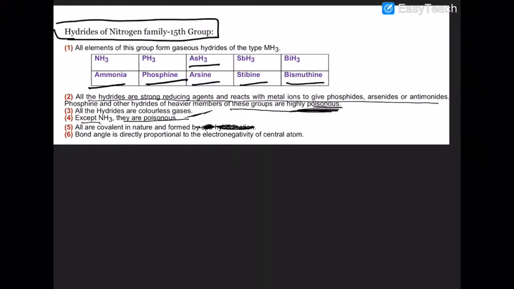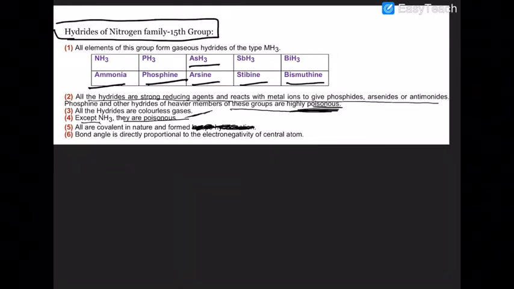But all do not show the same type of hybridization. There is a misconception that in all the cases the central atom is sp3 hybridized. No, only in the case of ammonia and phosphine does hybridization happen. In the lower members no hybridization happens and only pure p orbitals are used there. We have already discussed that in chemical bonding under the concept of Drago's rule.